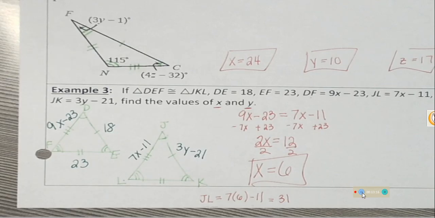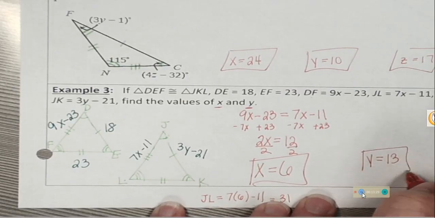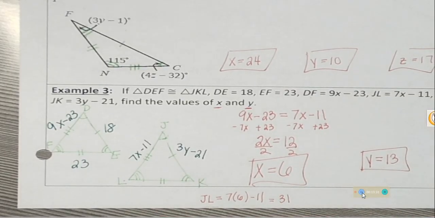So here's what I want you to do. I want you to set up and find me what y equals. I'm going to tell you that you should get y equal to 13. You're going to set it up and you're going to solve it. If you don't get 13, one of us is wrong. And I don't think it's me, but I couldn't swear it's not me.